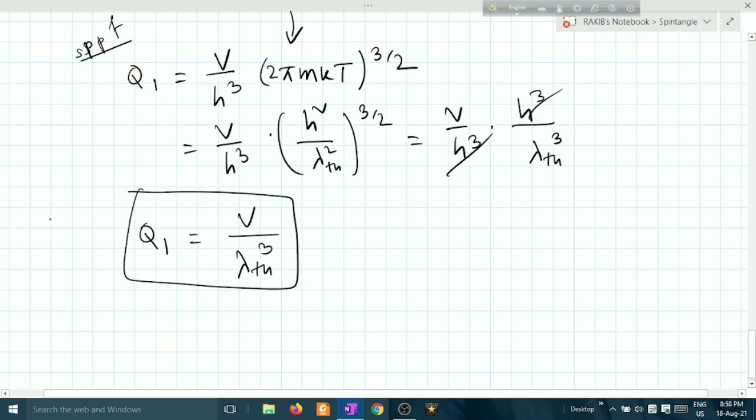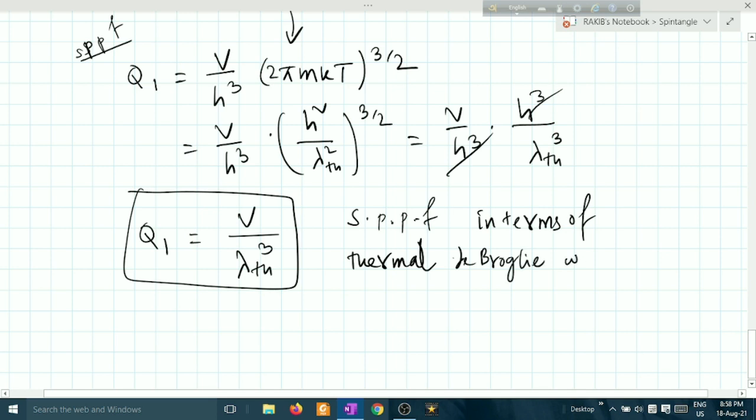This is the single particle partition function in terms of thermal de Broglie wavelength. Sometimes it is called thermal de Broglie. Most people call this thing de Broglie, which is not the actual pronunciation. They pronounce it more perfectly, and we think it is too bizarre to pronounce de Broglie like that. It is a problem of our Indian students. This is the single particle partition function in terms of thermal de Broglie wavelength.